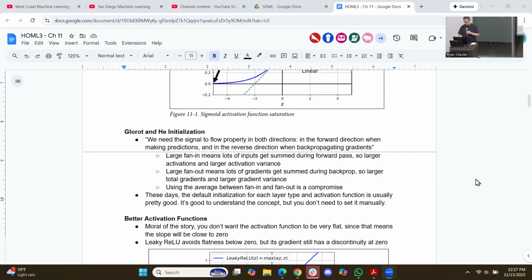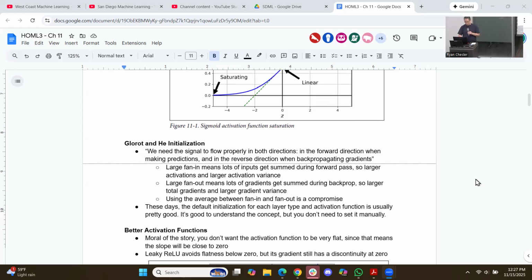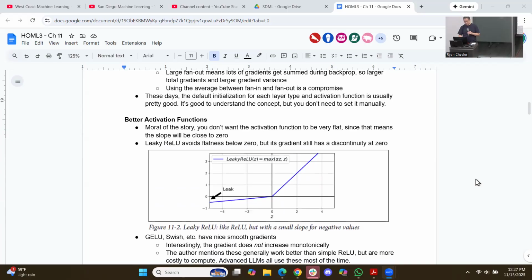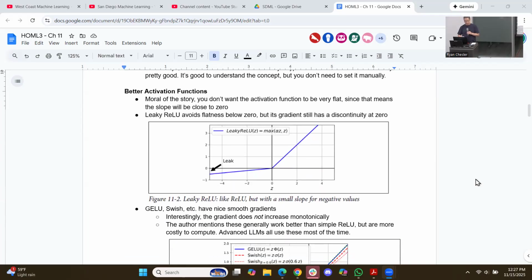All right. So that was one concept. Again, it's important to understand the background for this, but fortunately, you don't need to do too much with it these days. Another important concept is the activation functions. So I showed the picture of the sigmoid at the beginning, and it's that S shape, and it's very flat when you go farther to the right and farther to the left.